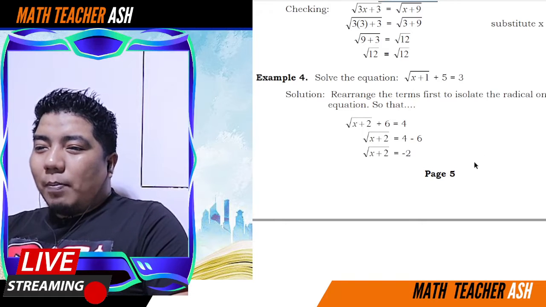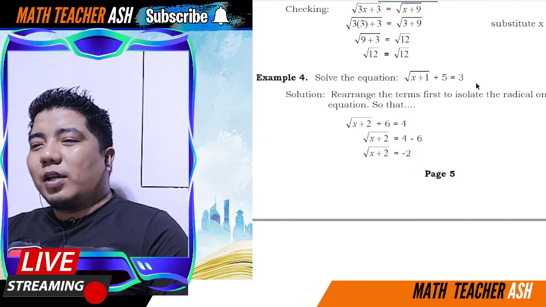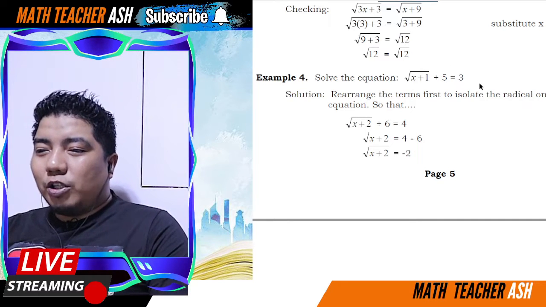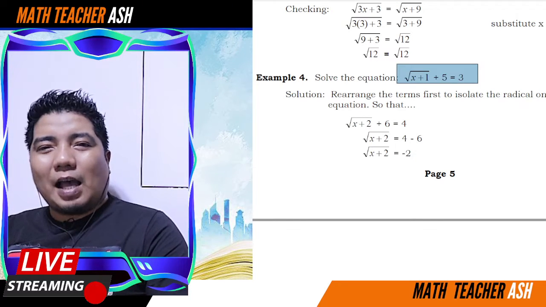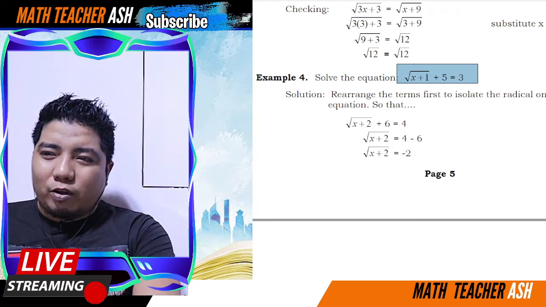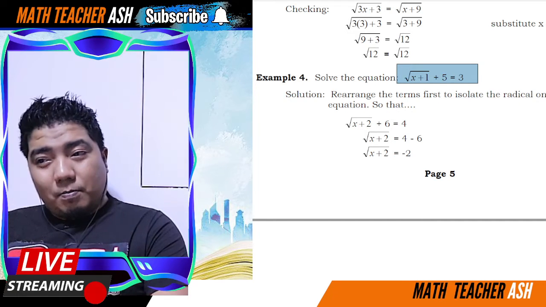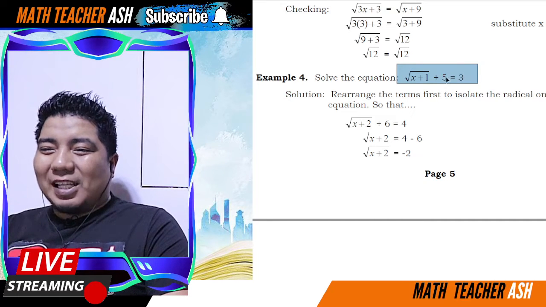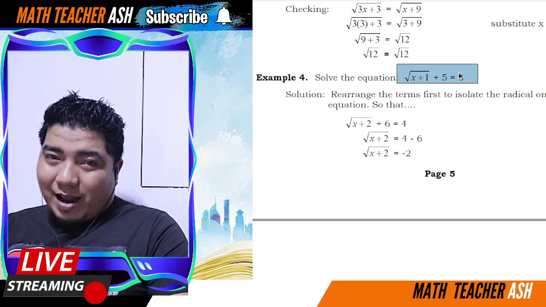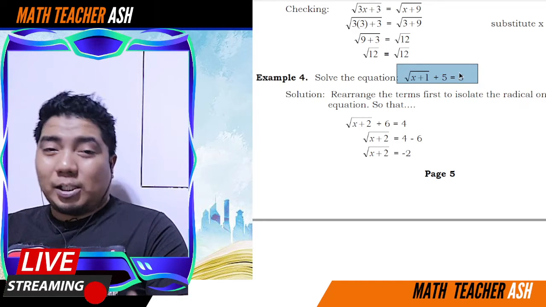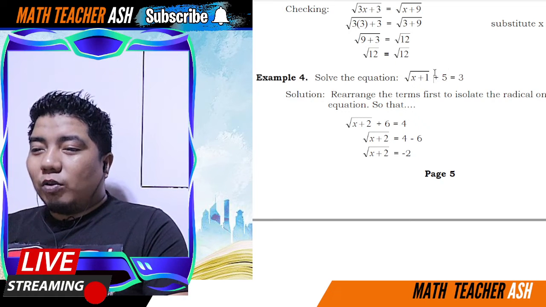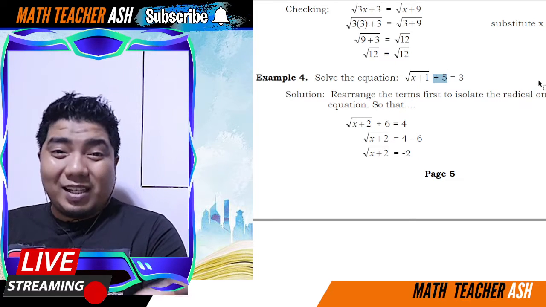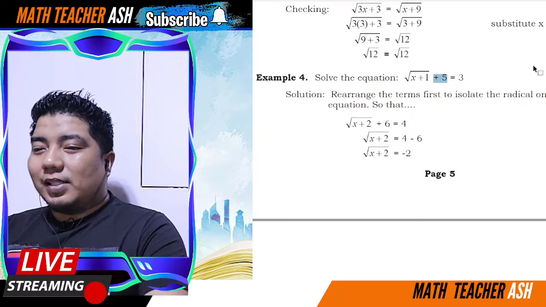Now, how about this one? Ito na yung sinasabi ko kanina. Sir Ash, paano isosolve ito? Yan. So, as you can see, my dear math learners, in example number 4, we have square root of x plus 1 plus 5 is equal to 3. Yung plus 5 natin ay hindi part ng radical equation, right? Or expression. Radical expression. So, therefore, ang gagawin natin dito is ililipat siya sa right side.